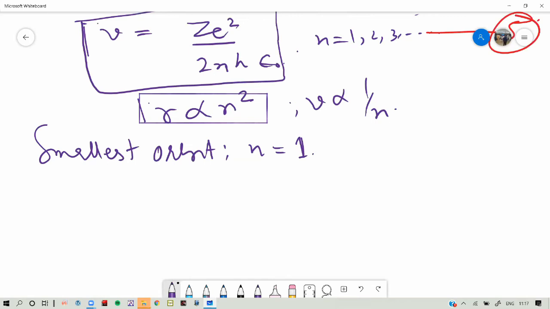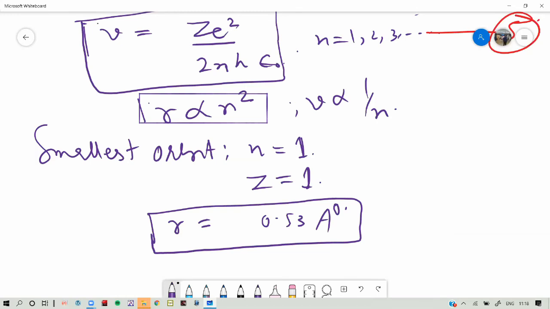So for n equal to 1 and for hydrogen Z equal to 1, if you calculate the radius of the orbit r, it is approximately equal to 0.53 angstrom. This is calculated by putting in the values n equal to 1, Z equal to 1, h equal to 6.63 × 10⁻³⁴ joule second, ε₀ equal to 8.85 × 10⁻¹² C²/N·m², and charge e equal to 1.6 × 10⁻¹⁹ coulombs. Putting in these constants, you will find that r for the first orbit is 0.53 angstrom.